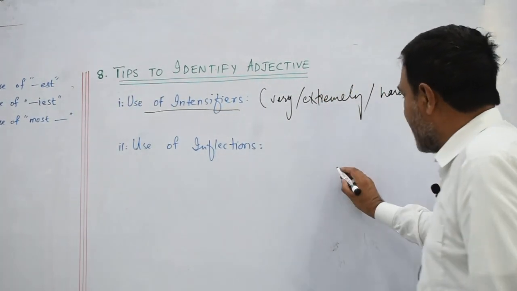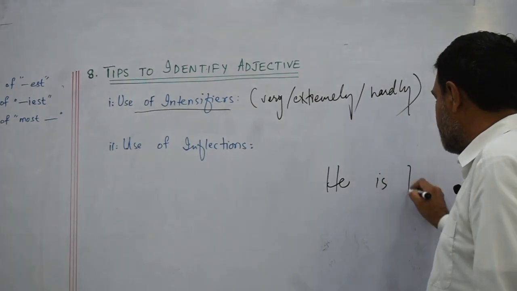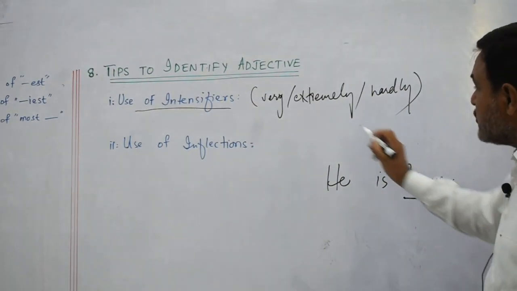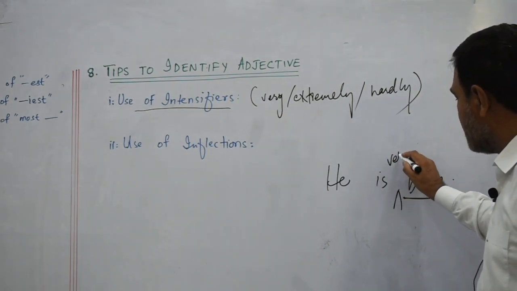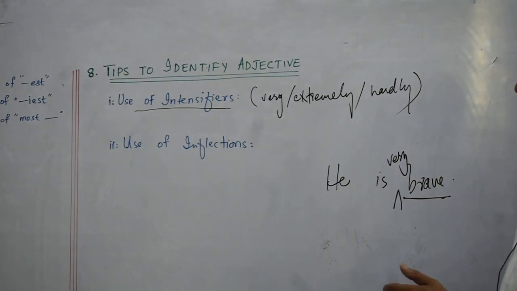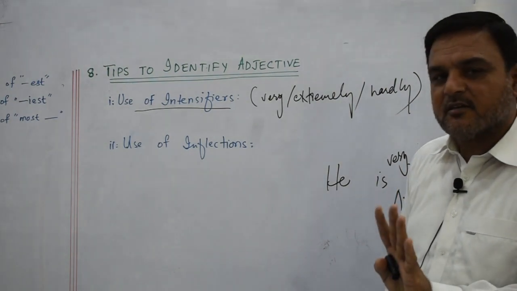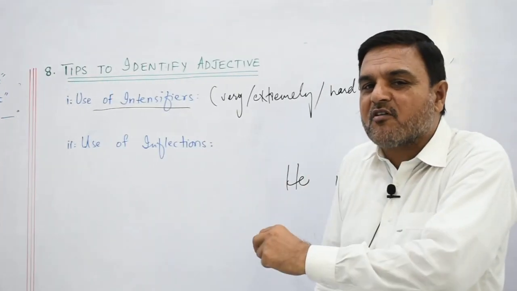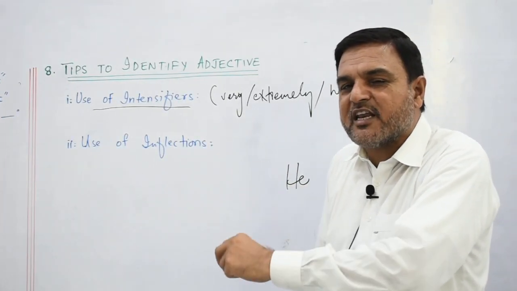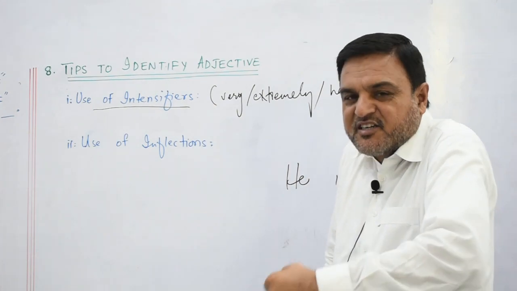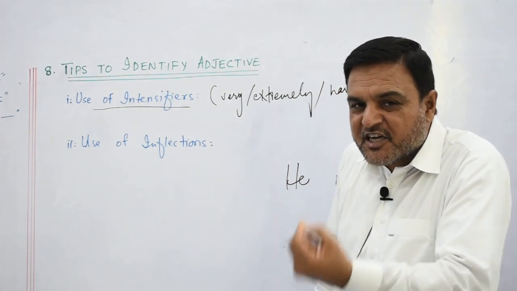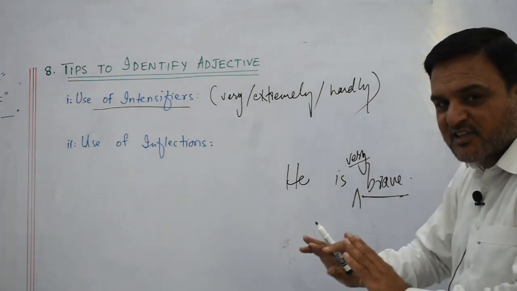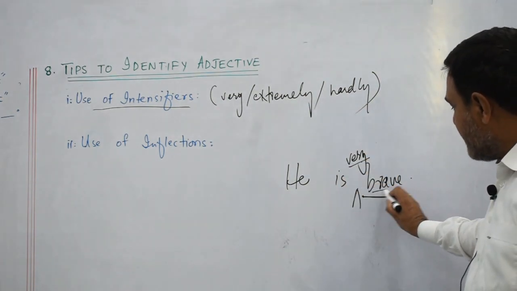For example, I write, he is brave. Is the underlined word an adjective? So use very before it. He is very brave. Yes, it's correct. The sentence is not incorrect. You can easily use very before brave and intensify the degree of brave. That is quite perfect. There is nothing wrong with it. So we can call brave an adjective.